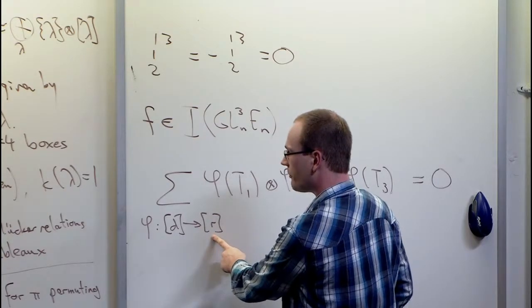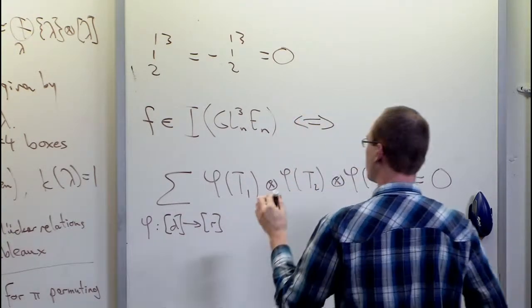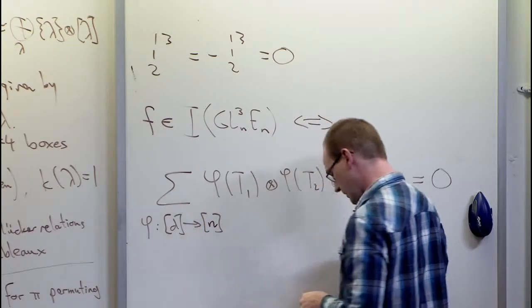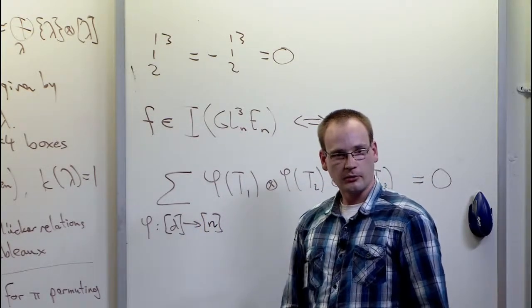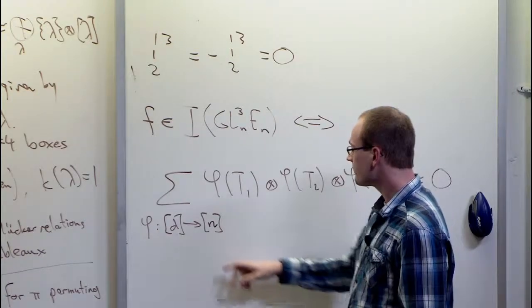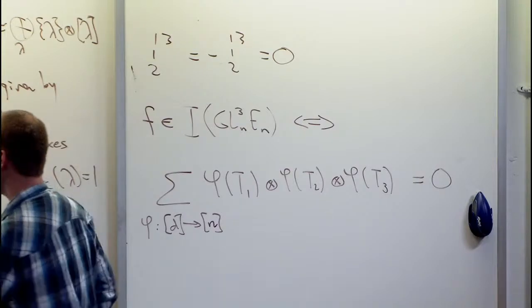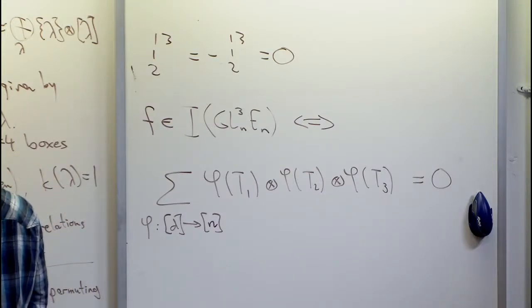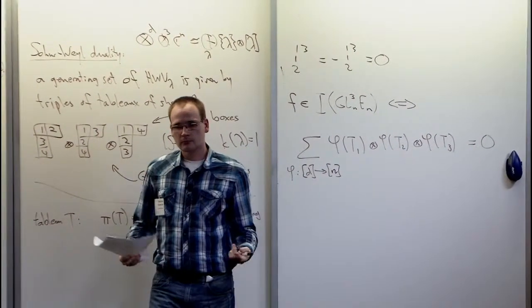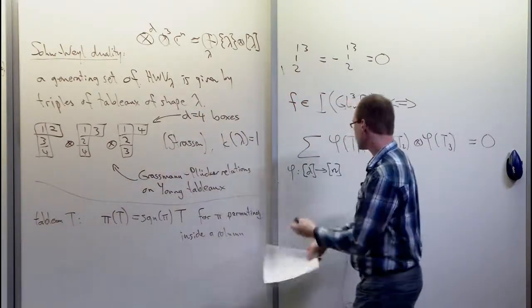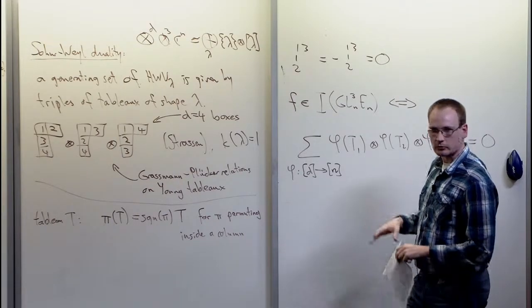Oh, sorry, it's n. You're right, sorry, it should be n. So it should be 3 in our case because we want this to vanish on rank 3 tensors. So you plug in numbers here, and you replace your numbers by other numbers, right? And then you want to know whether the sum will vanish. That's the only thing that you have to do.